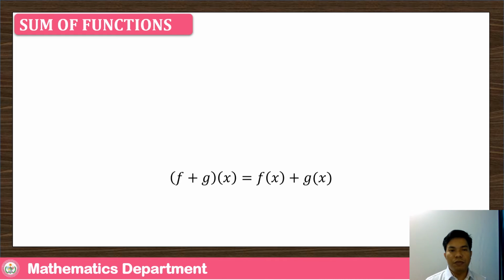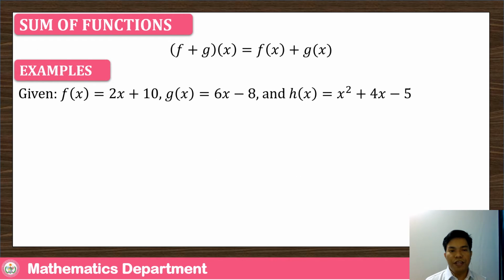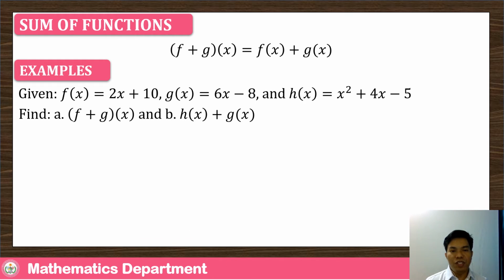For our first example, given that f(x) equals 2x plus 10, g(x) equals 6x minus 8, and h(x) equals x squared plus 4x minus 5, let us try to find (f plus g)(x) and (h plus g)(x).